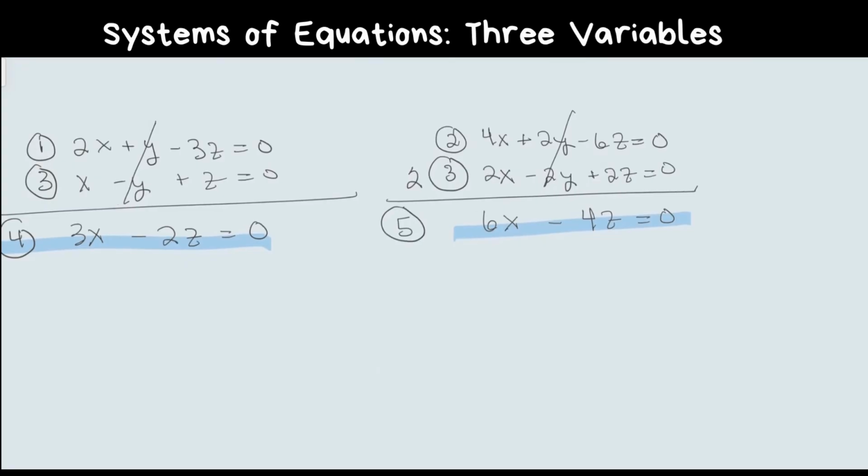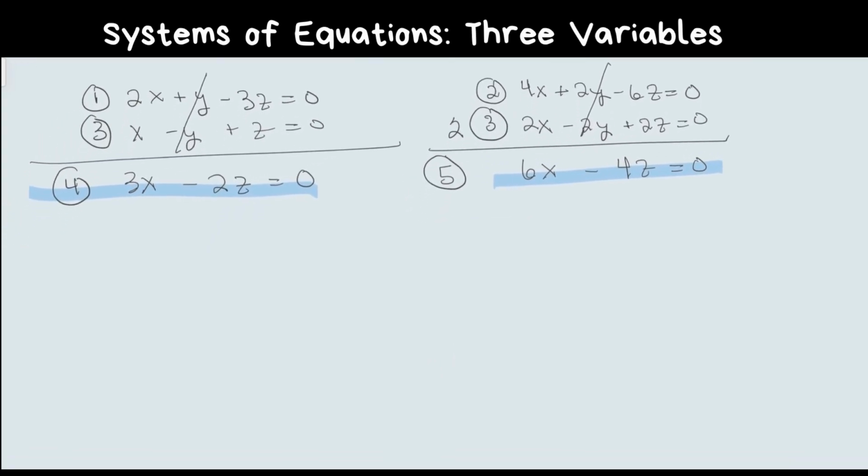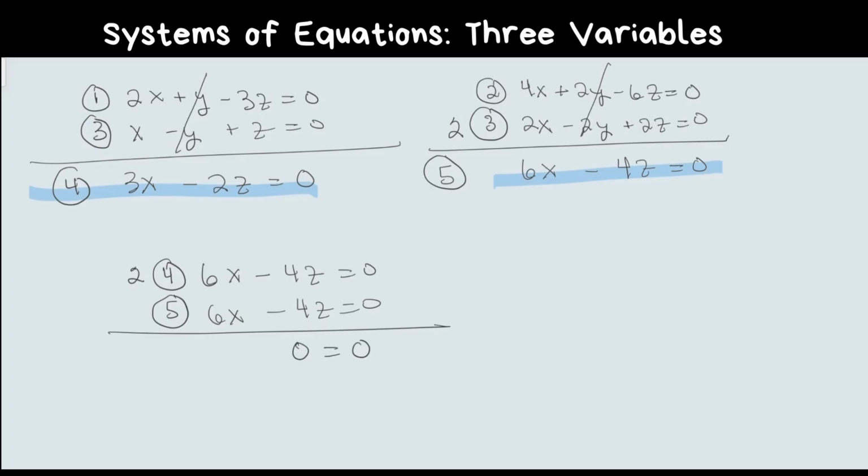Okay, and I want to eliminate a variable again. So I think I'm going to multiply equation 4 by a 2. Some of you probably recognize what's going to happen. So 6x minus 4z equals 0. 5 we didn't change, and we end up with 0 equals 0. Okay, since this is a true statement, there are infinite solutions.